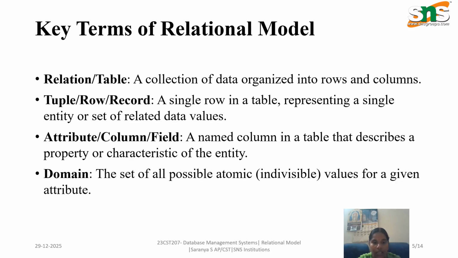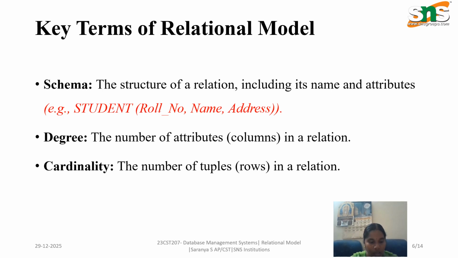is the relational schema. It contains the name of the relation and the names of the columns or attributes. Then the relational key: each row has one or more attributes that can identify the rows in the relation uniquely. For example, in a student relation, roll number, name and address. The degree of a relational model is the number of attributes in the table.